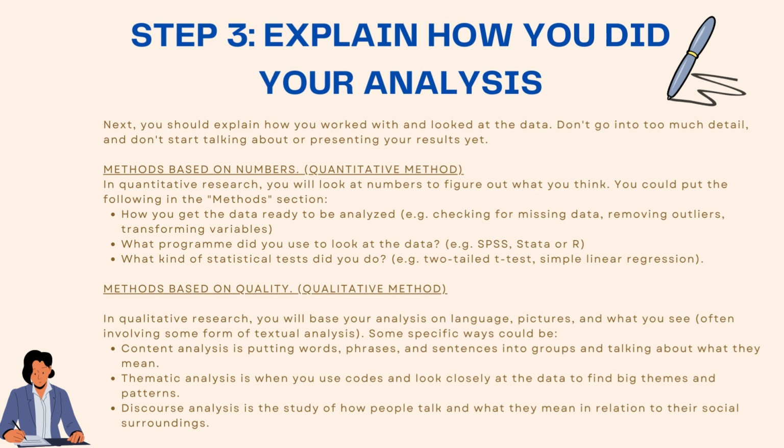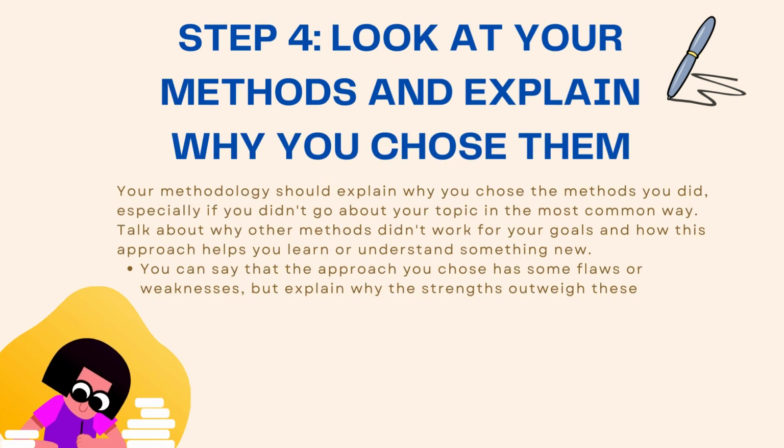Methods based on quality. Qualitative method. In qualitative research, you will base your analysis on language, pictures, and what you see, often involving some form of textual analysis. Some specific ways could be: content analysis is putting words, phrases, and sentences into groups and talking about what they mean. Thematic analysis is when you use codes and look closely at the data to find big themes and patterns. Discourse analysis is the study of how people talk and what they mean in relation to their social surroundings.